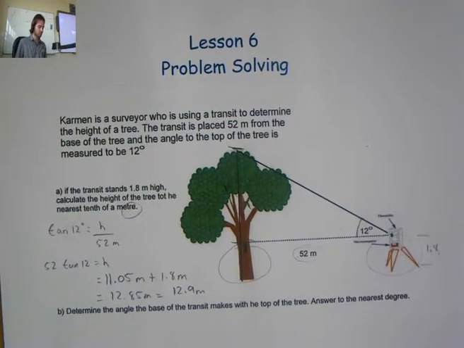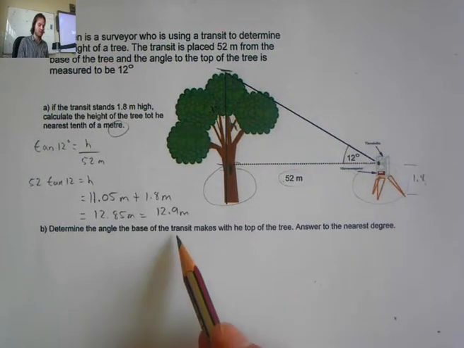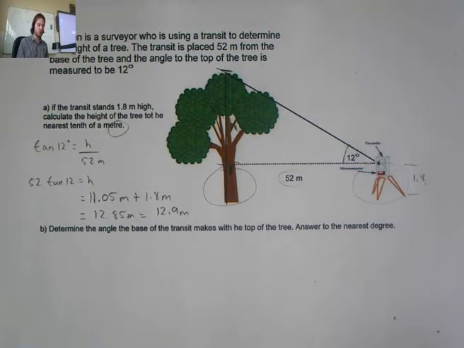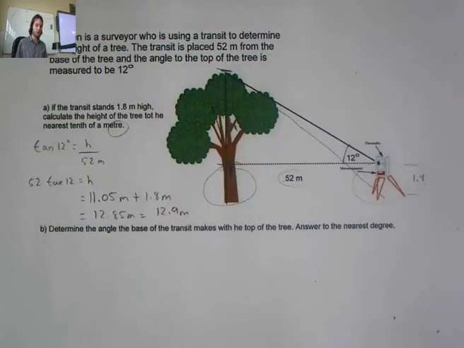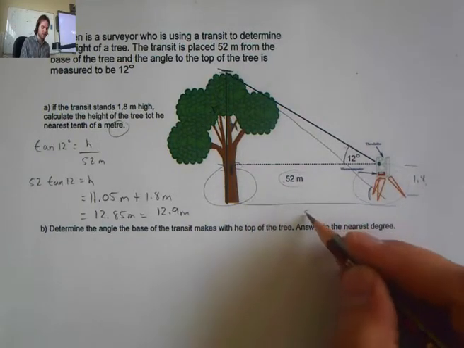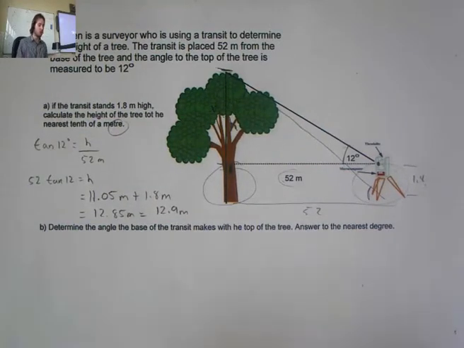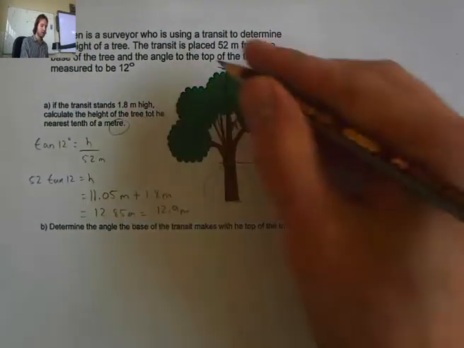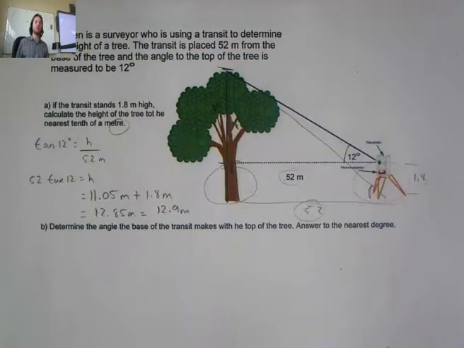Now B says, determine the angle the base of the transit makes with the top of the tree. So I want to go from here all the way to the top, and we want to find this angle. Well, I still know this is 52, and from before, we found the total height of the tree is 12.9. Okay? So I look at this here. We know my adjacent and my opposite, so we're going to stick with tan.